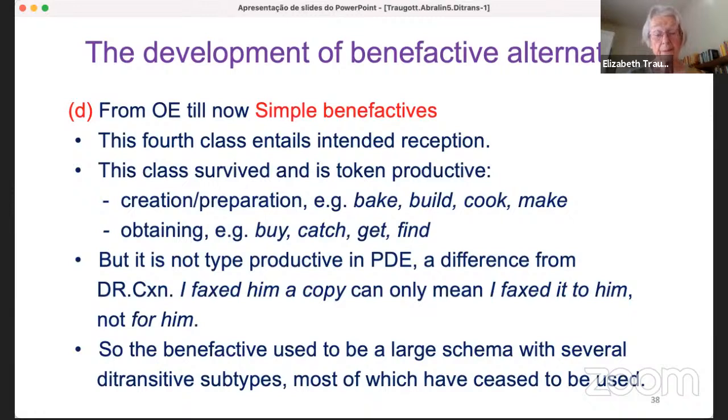But there is one set that has continued from Old English till now. And it's called simple benefactives. This fourth class entails intended reception. It survived and is token very productive. You have creation and preparation like bake, build, cook, and make. And you have obtaining like buy, catch, get, and find. But it is not type productive in present day English. So if you get a new verb, it's not normally going to be used as a double object kind of benefactive.